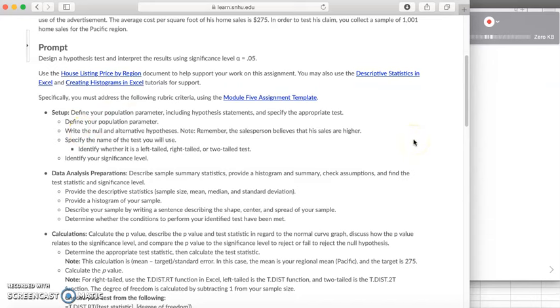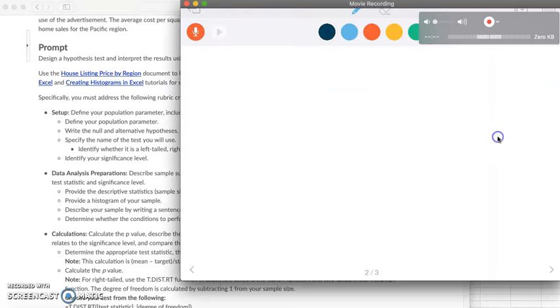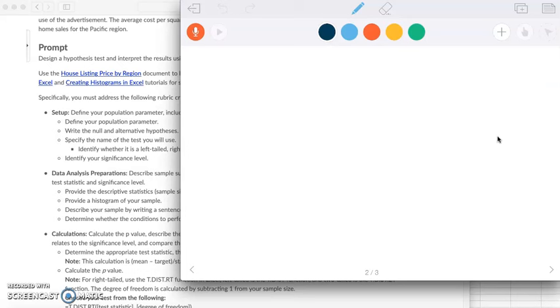Write the null and alternative hypotheses. Note, remember the salesperson believes that his sales are higher. I'm going to go ahead and give this one to you guys. I want to make sure you get off on the right foot. So when we're saying that we think that the salesperson's average is higher, let's remember that. That's what we're testing.